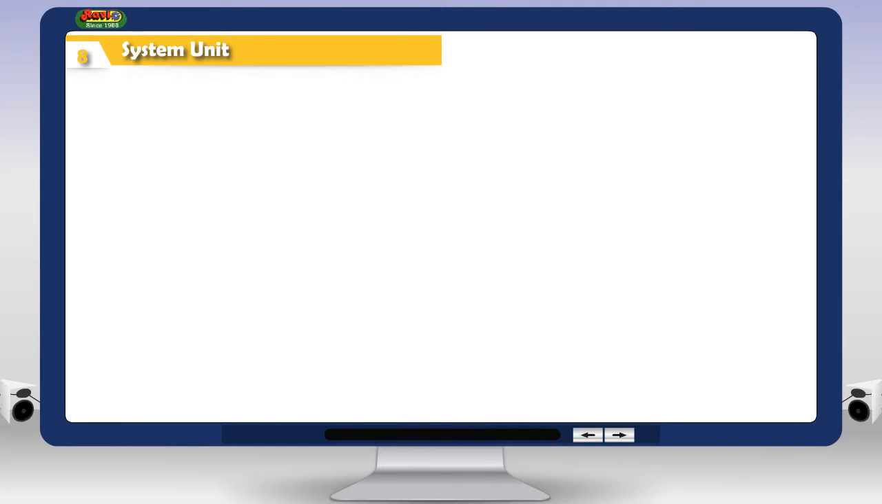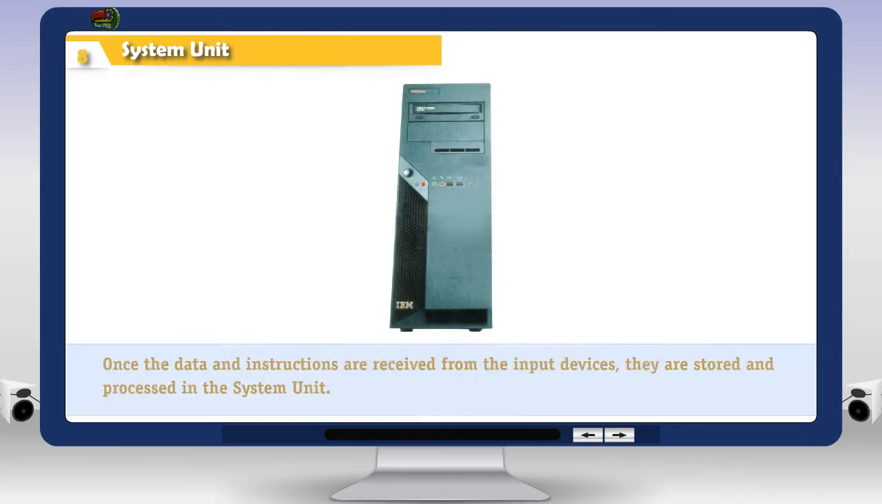8. System unit. Once the data and instructions are received from the input devices, they are stored and processed in the system unit.